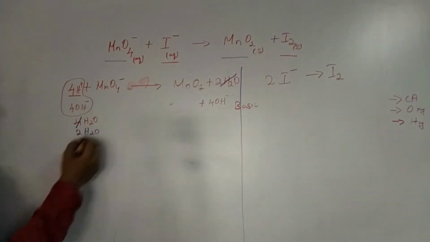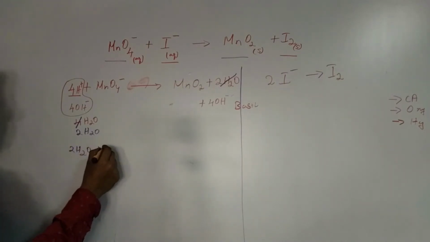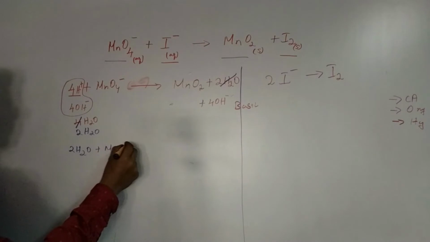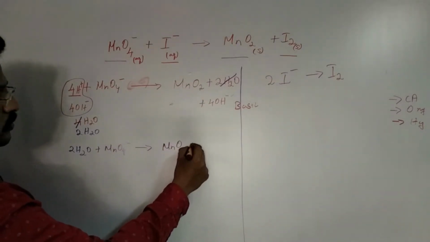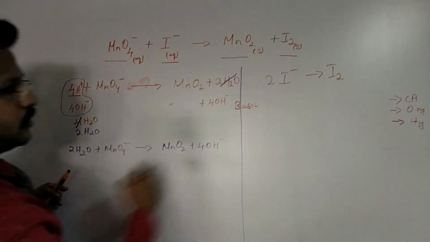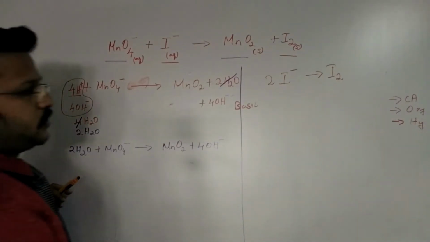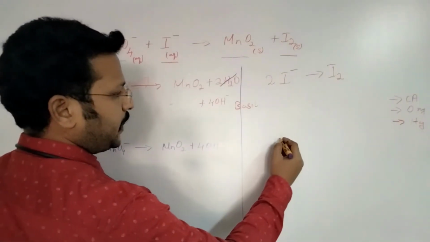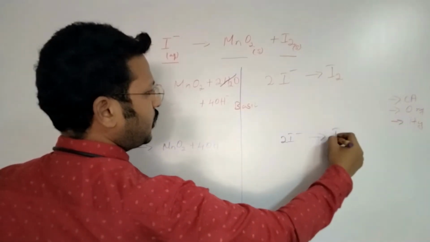Now this reaction is rewritten as 2H2O plus MnO4 minus gives MnO2 plus 4 OH minus. On this side we don't have any H plus or oxygen, so it's almost balanced. So I am writing 2I minus gives I2.